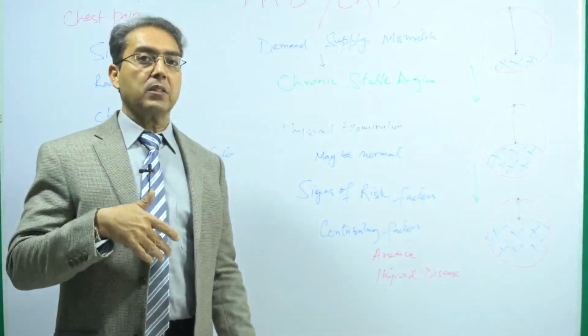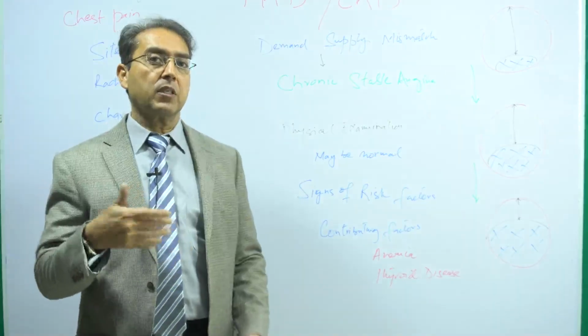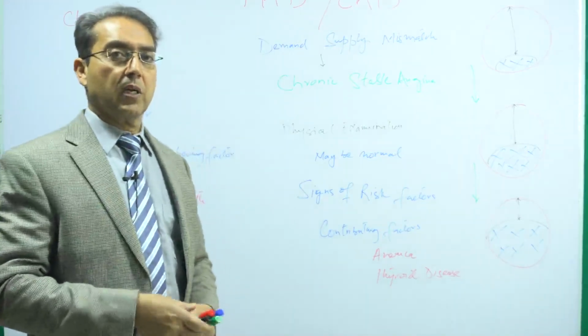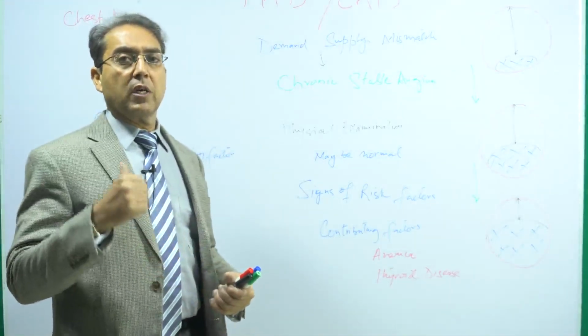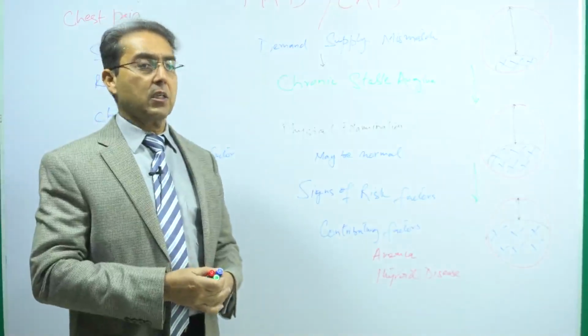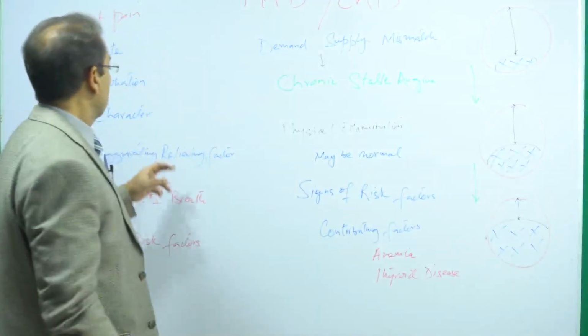The inferior wall pains radiate to the epigastrium, and sometimes they're confused with abdominal pathologies, for example, peptic ulcer disease or reflux disease. And the patient's pain can also radiate to the interscapular area. So these are the different radiations.